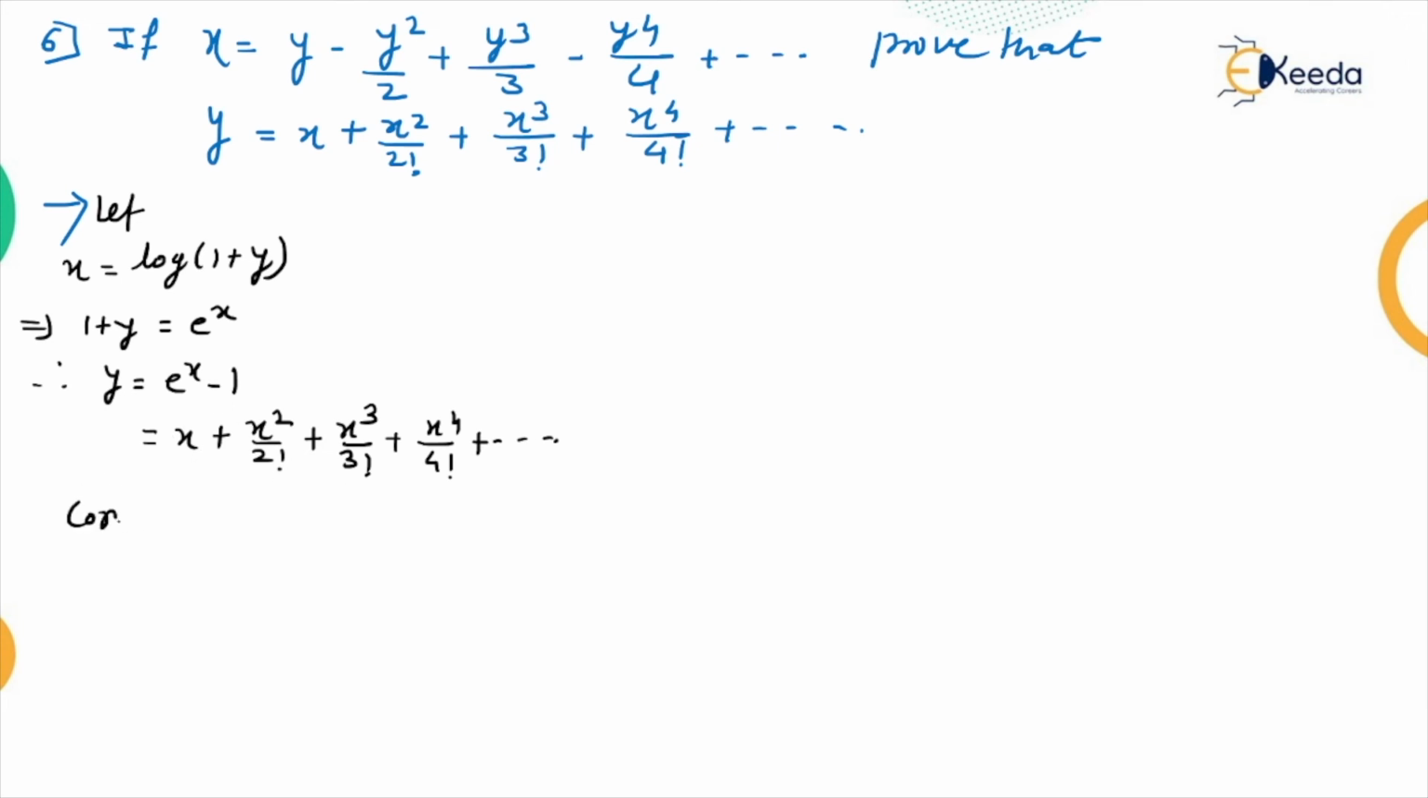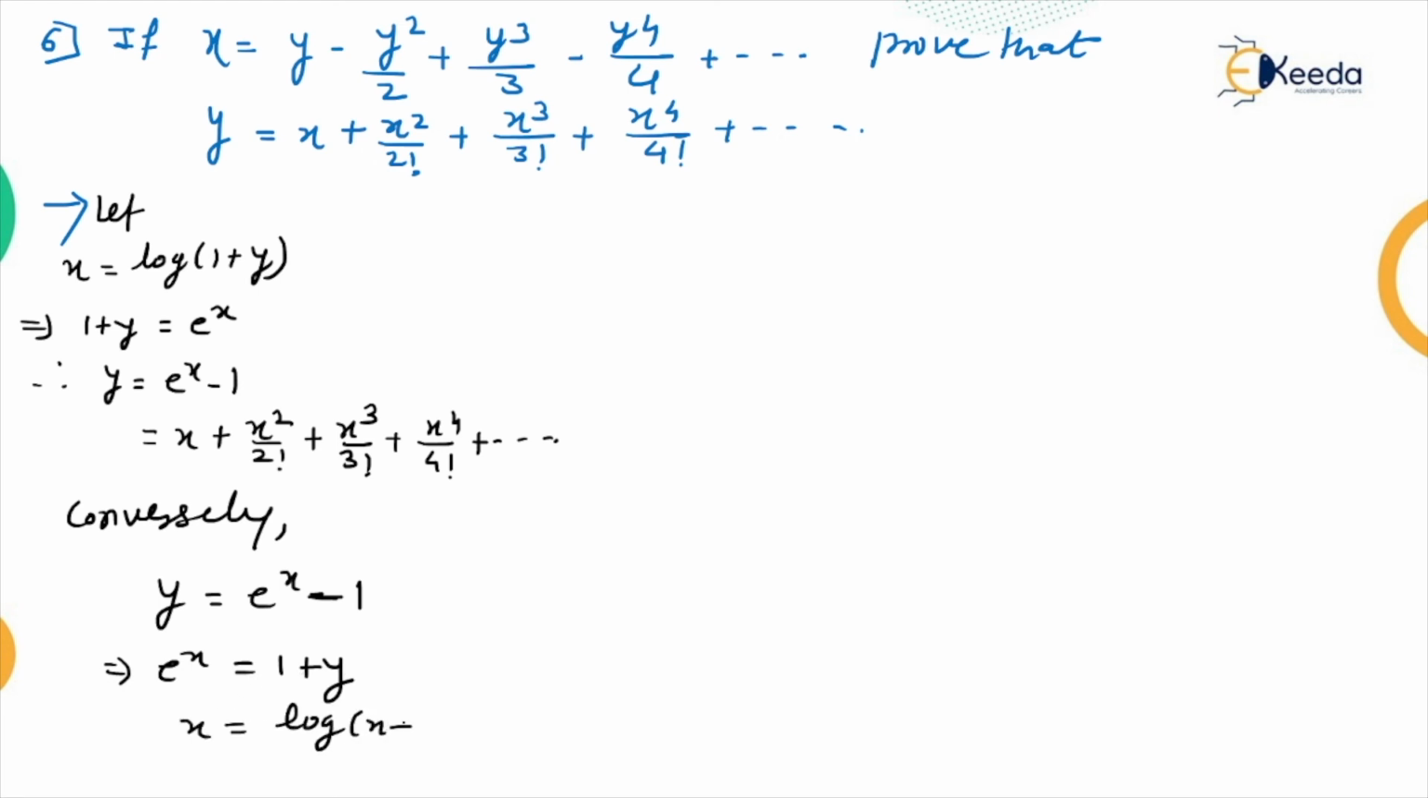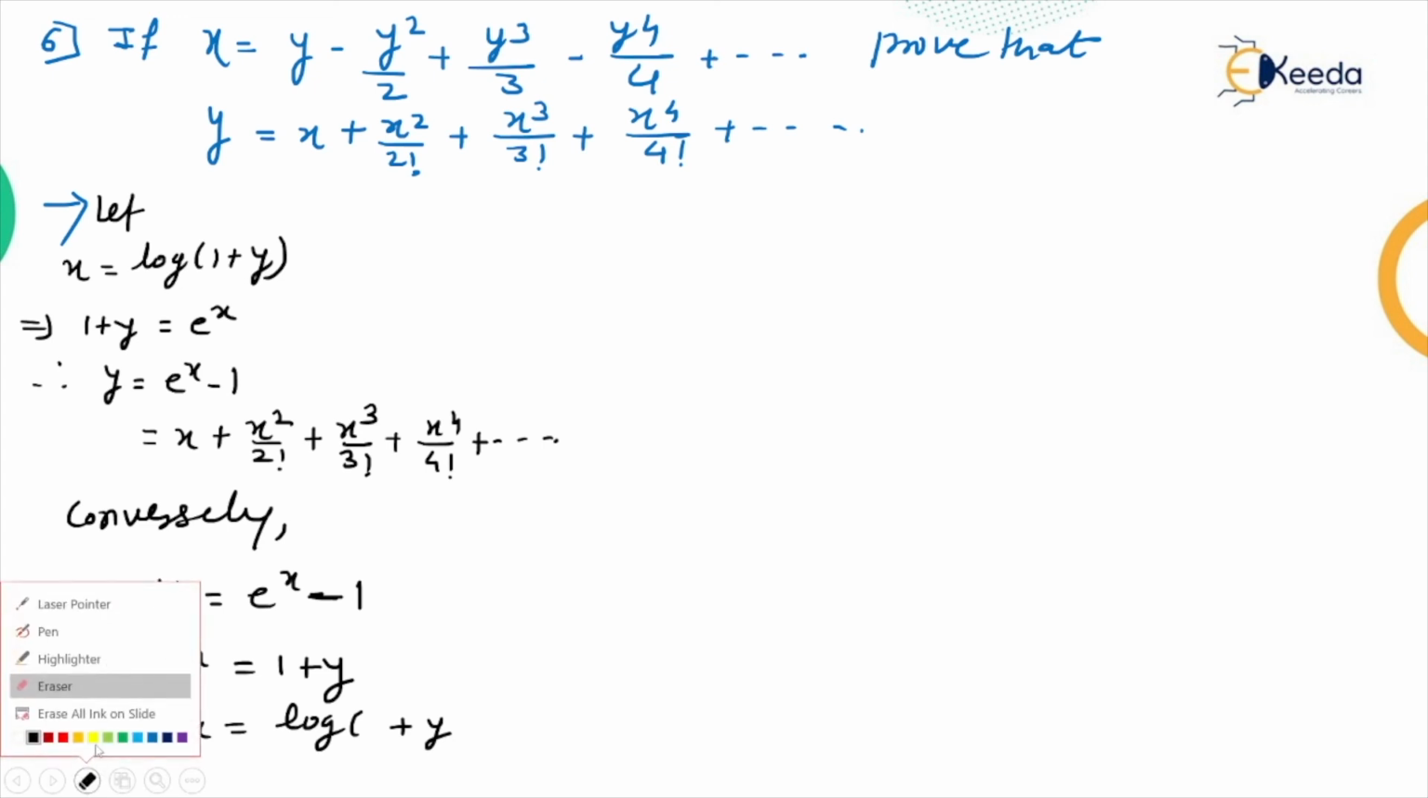Now conversely, how to take it conversely? If y is equal to e to the power x minus 1, I am writing here e to the power x minus 1. So how will it be? It means e to the power x is equal to 1 plus y. So therefore x is equal to log of 1 plus y.